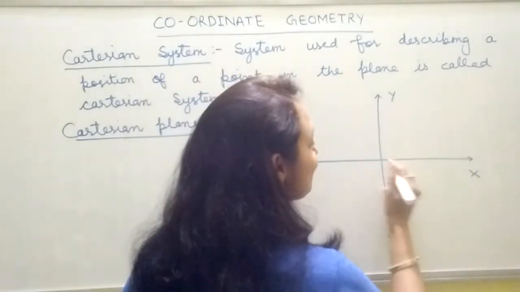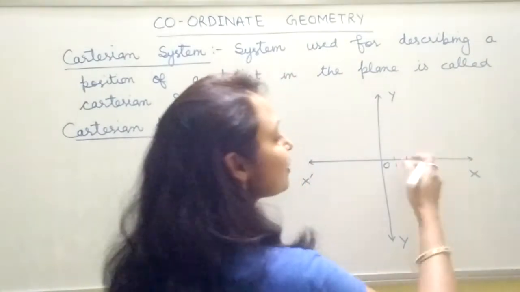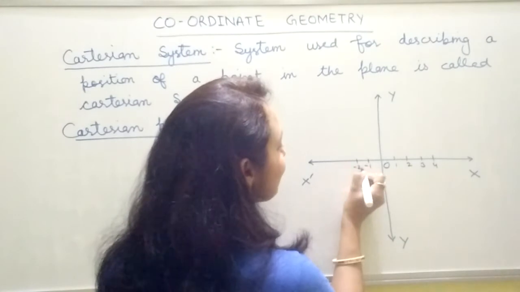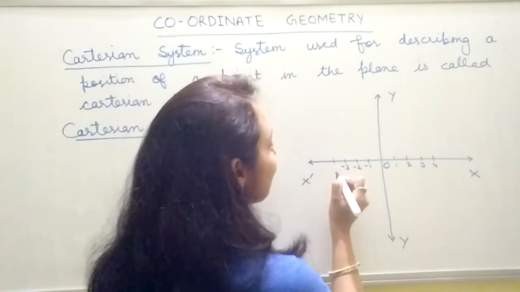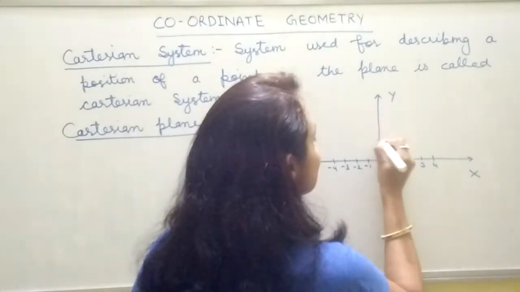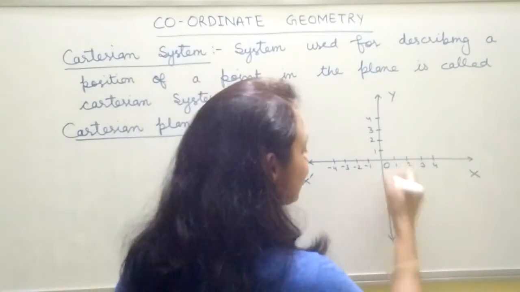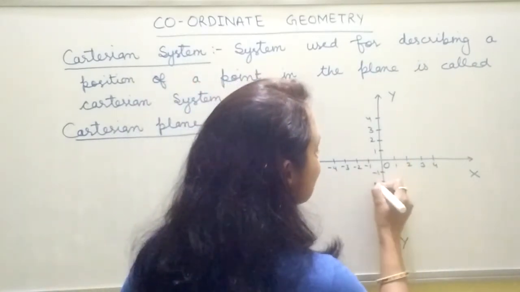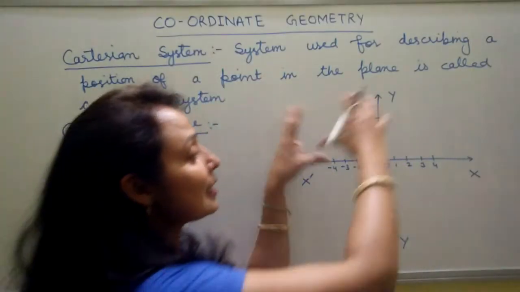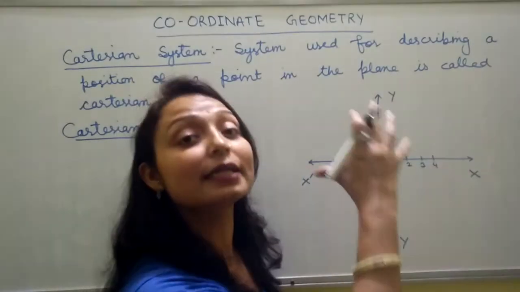This is the positive direction of the x-axis: 1, 2, 3, 4, and so on. All the values are present here in the positive form. All the values on the left-hand side of the axis are negative. In the upward direction there is the y-axis, with many points like this. And in the downward direction there are the negative points of the y-axis, and so on. So this plane in which we locate the point is called the Cartesian plane.